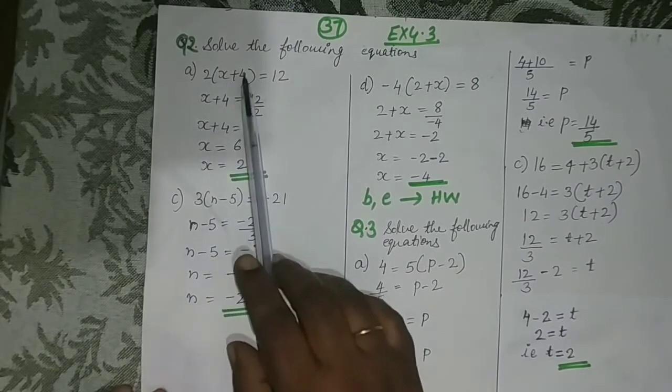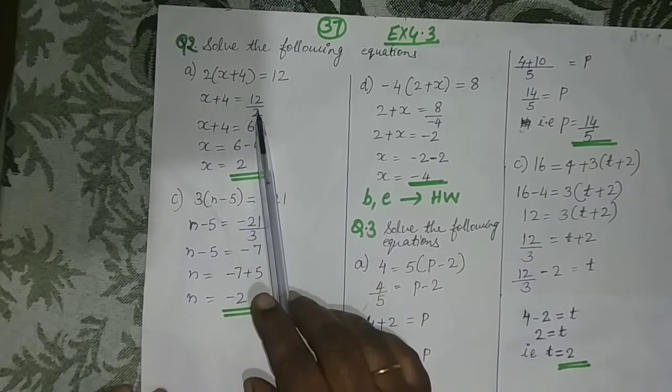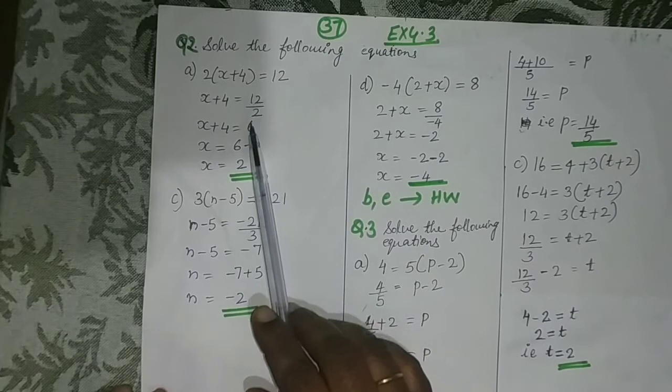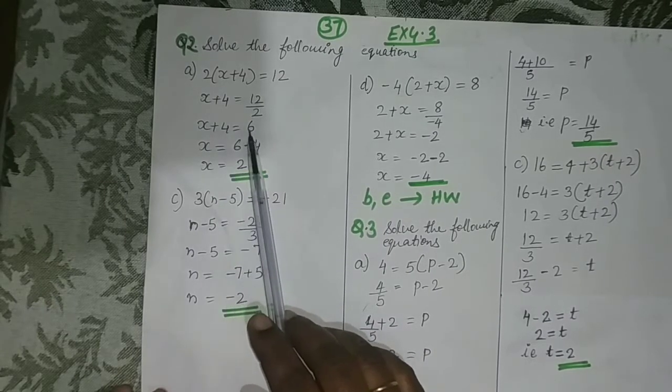So x plus 4 is what? 12 by 2. We are dividing. 12 by 2 is what? 6. So x plus 4 is 6.